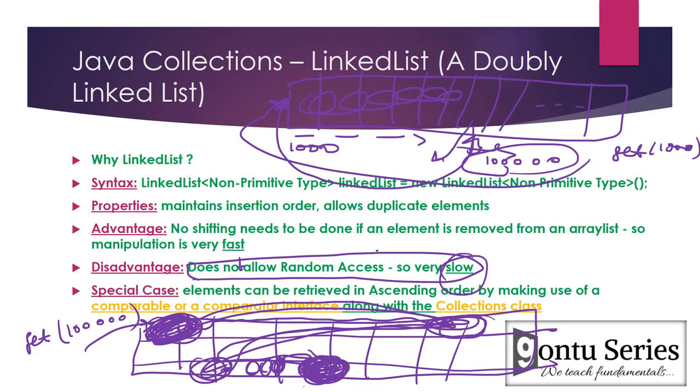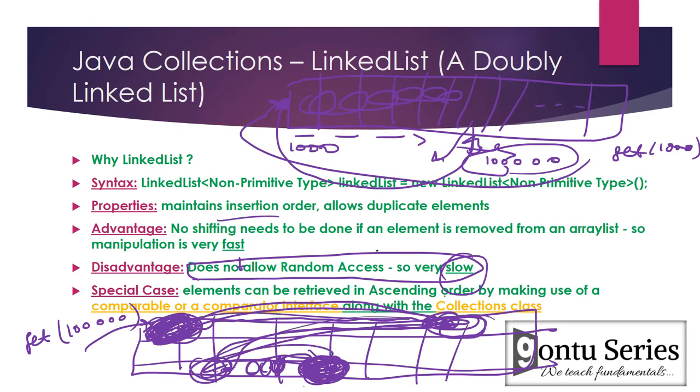And then a special case: whenever you store elements in the linked list, they are going to be retrieved only in the order in which you have stored them. So if you have stored Ankush, then Gaurav, and then software, you can retrieve all elements using an iterator in the insertion order only.